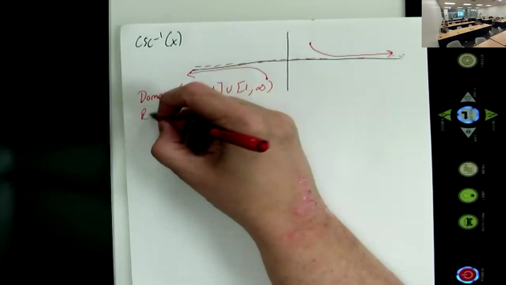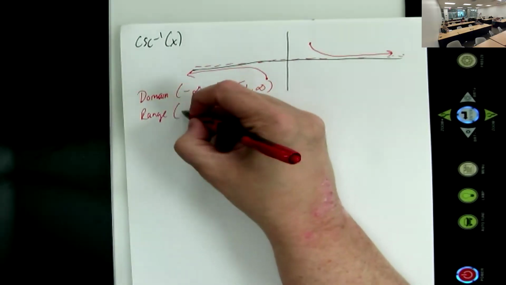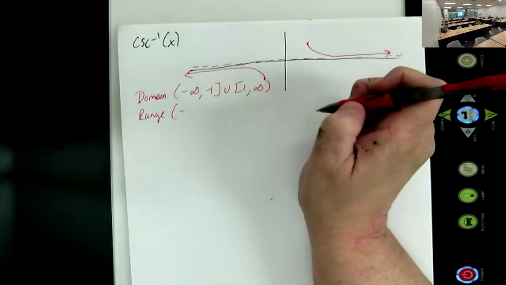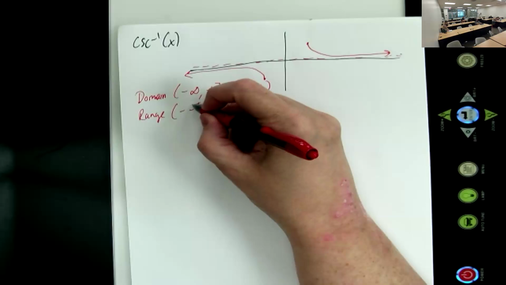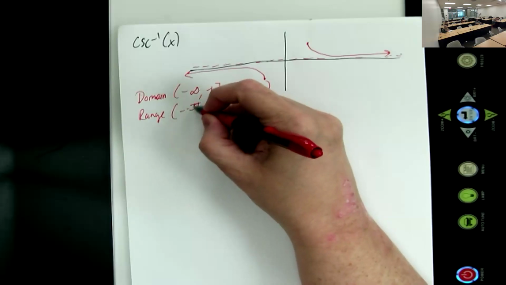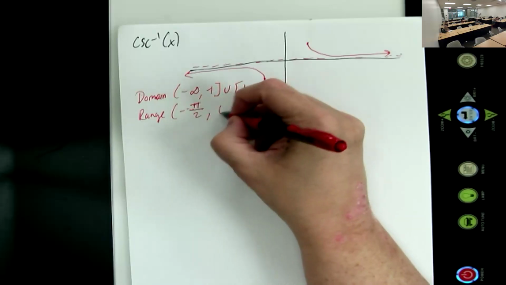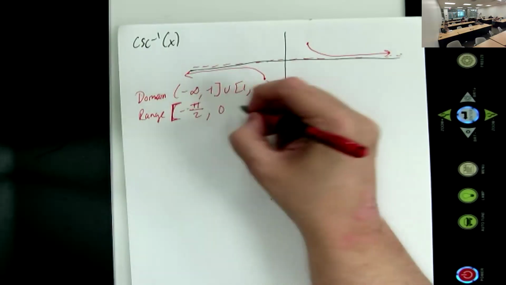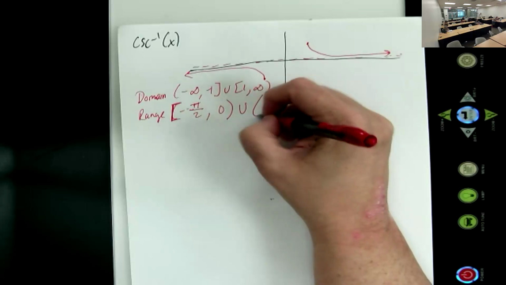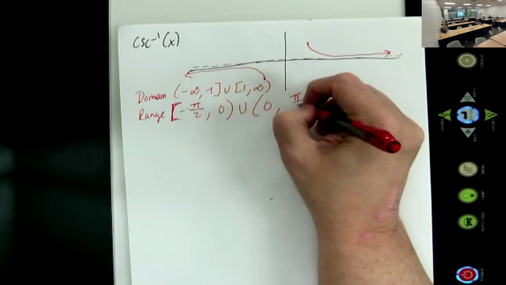And our range is -pi/2 to 0. -pi/2 is included, the 0 is not. Up to pi/2.